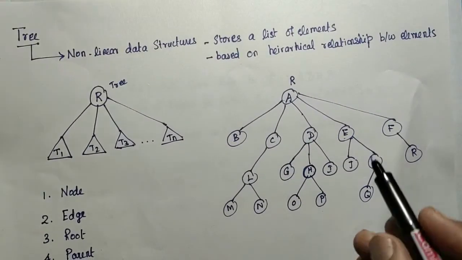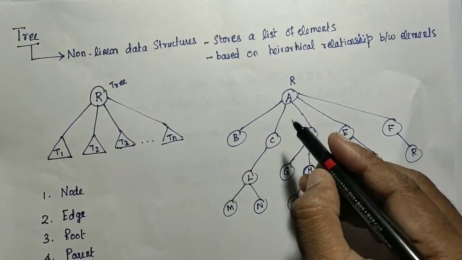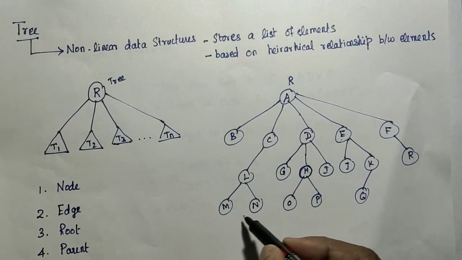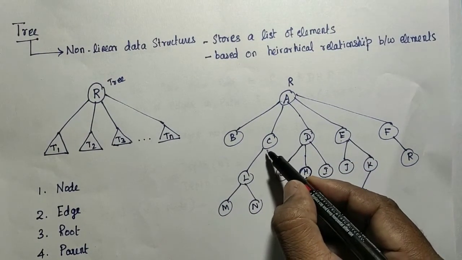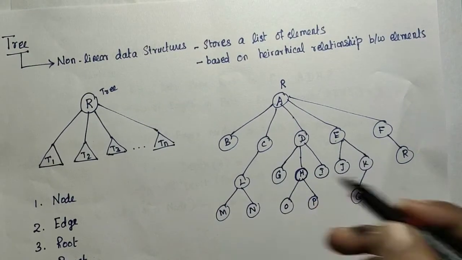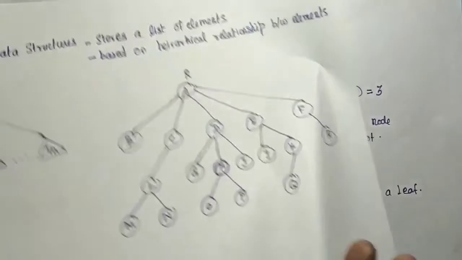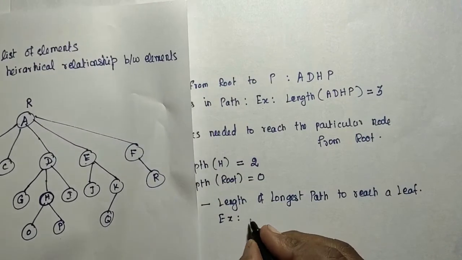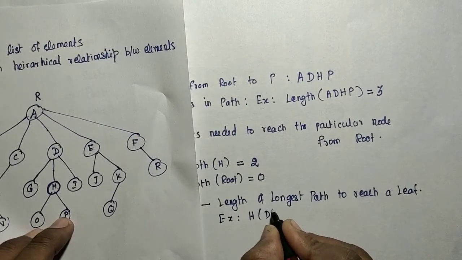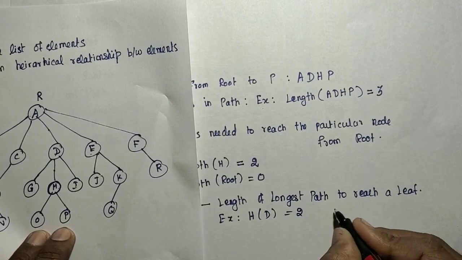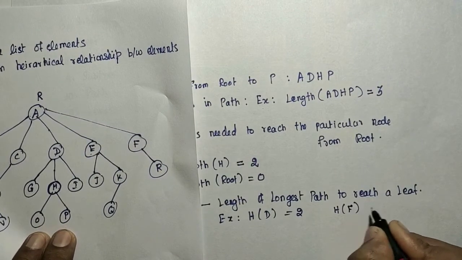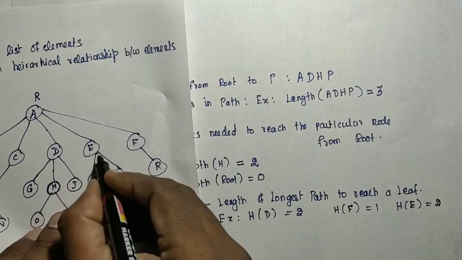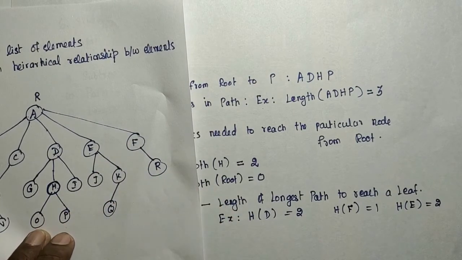Now how can we say the height of C? Height of C means only two leaves are there in C, M and N. So the height is 1, 2. Here also 1, 2. So 2 is the height of C. So for example, the height of D is 2, the height of F is 1, the height of E is again 2, where one is J and another is Q.